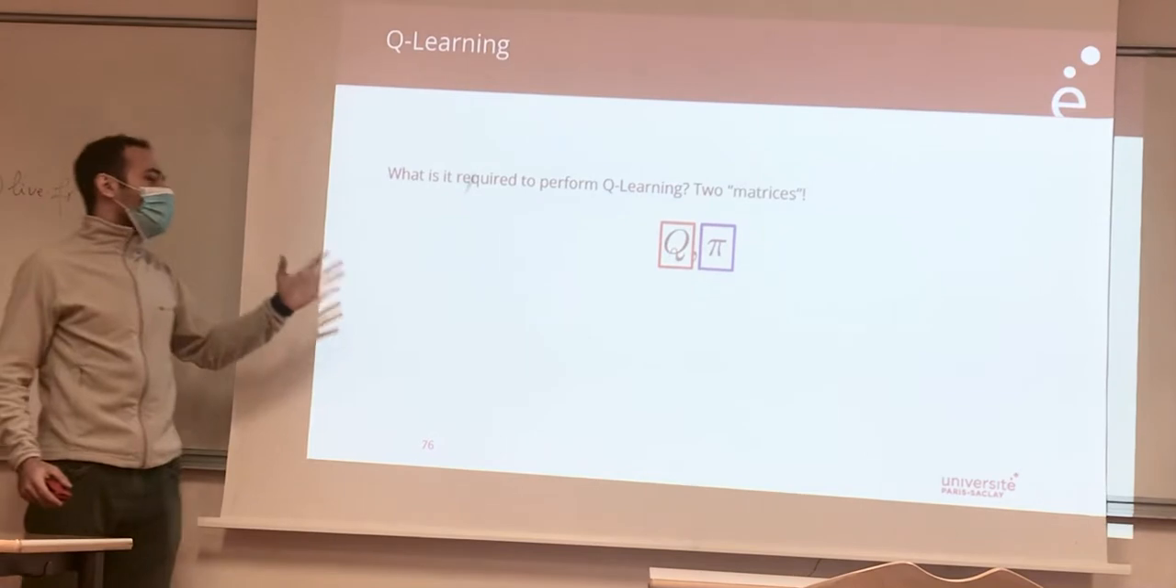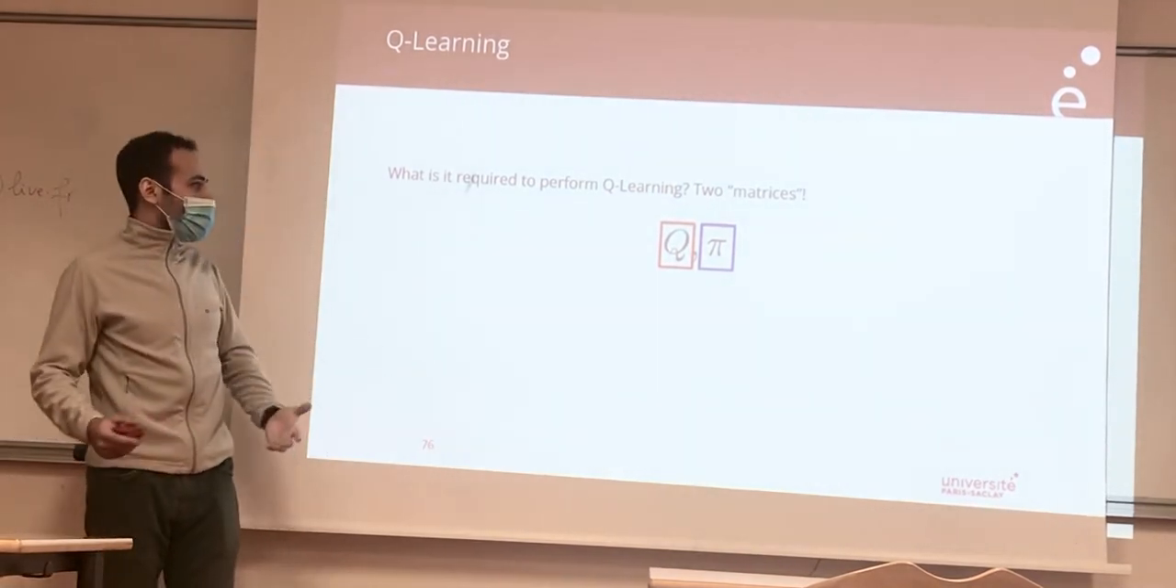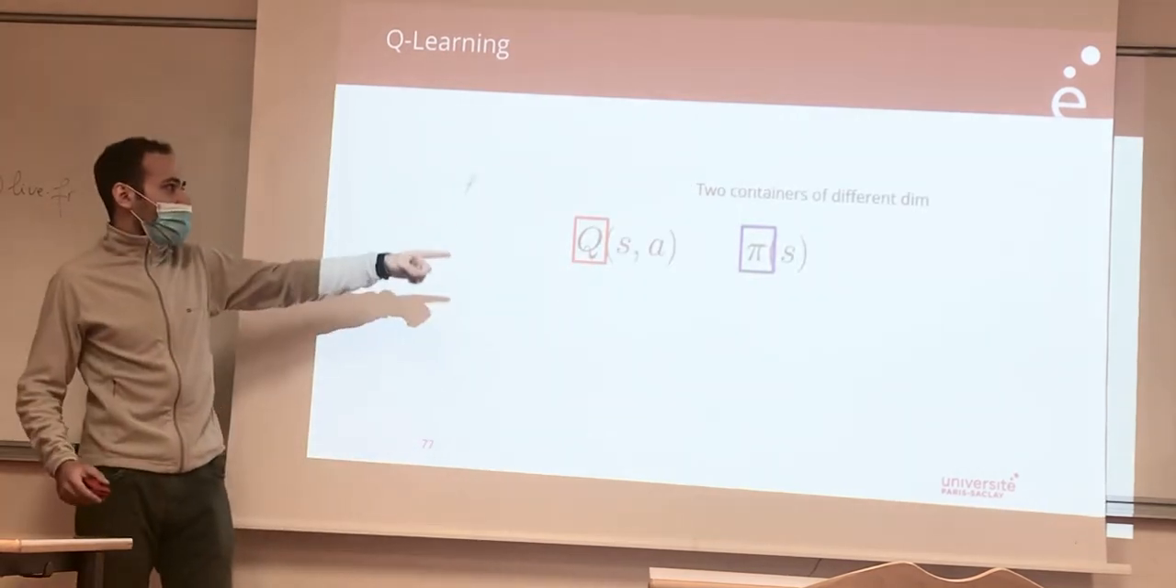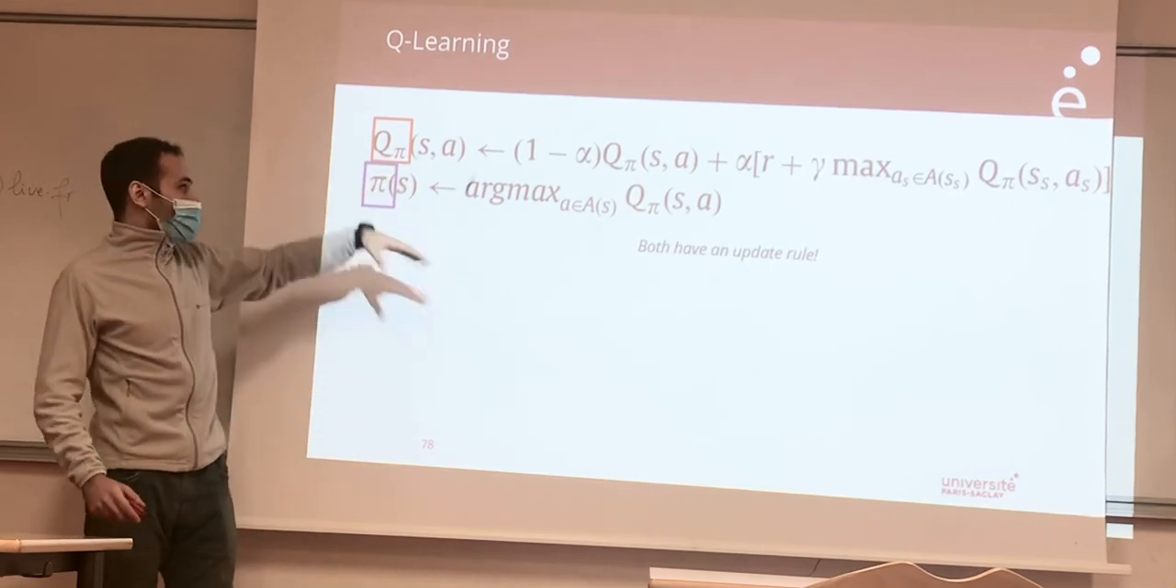The point is, now I implemented Q learning, not the other two algorithms, but it's the same. If you want to do it, you only need a Q and a pi, a policy. So you need two matrices, two containers, and you have an update rule. It's pretty simple. You just iterate.